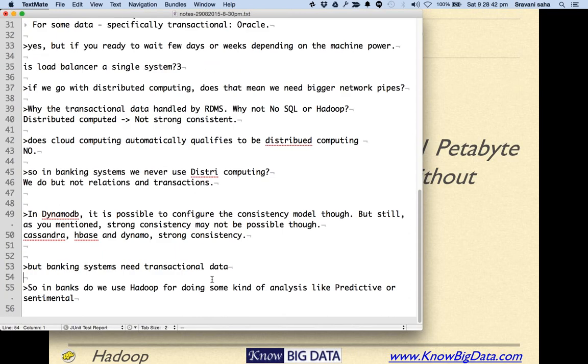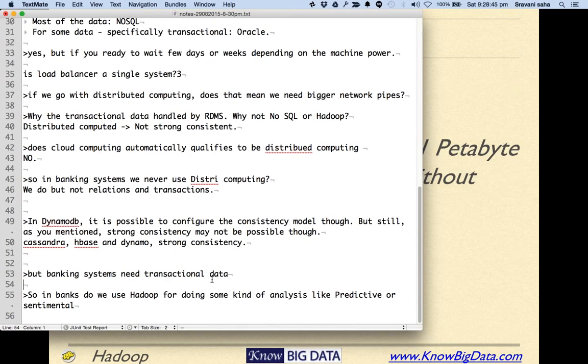Most of the banking systems, not all, have heavily transactional data. Some amount of archive data, say your last 10 years of data, you can push to HDFS or to HBase. But if you have strong transactional data across the cluster, then that is a little difficult to implement using Hadoop and these NoSQL systems. In banks, we use Hadoop for some kinds of analysis, but there are many kinds of data in an organization where you do not require very strong transactions, and there you go for Hadoop.